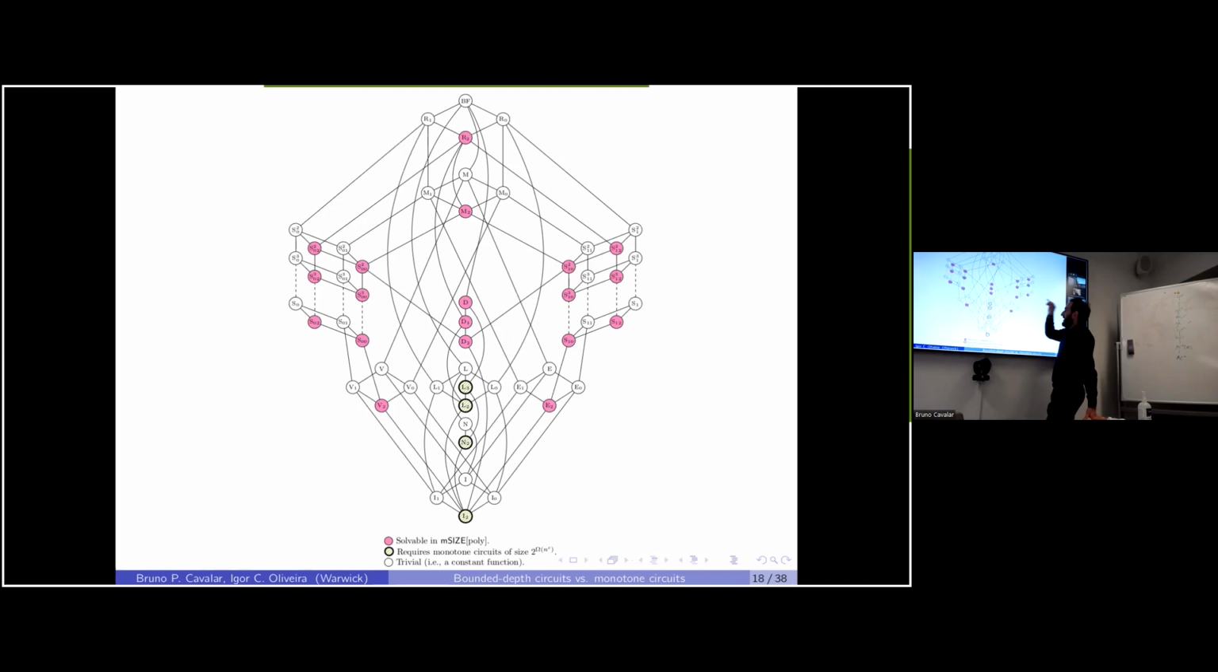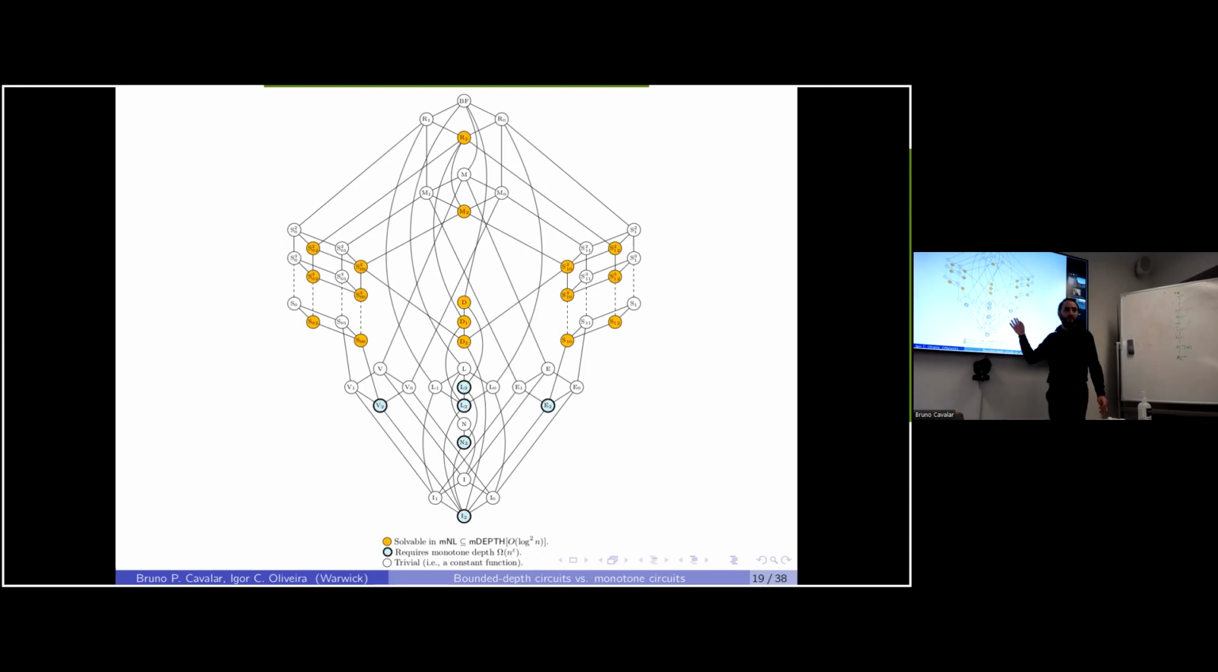So in our picture, we get that picture I said. We can name those that are solvable with polynomial size monotone circuits. They're the purple ones, and those here with the green and the lines are those that require exponential size monotone circuits. Okay.